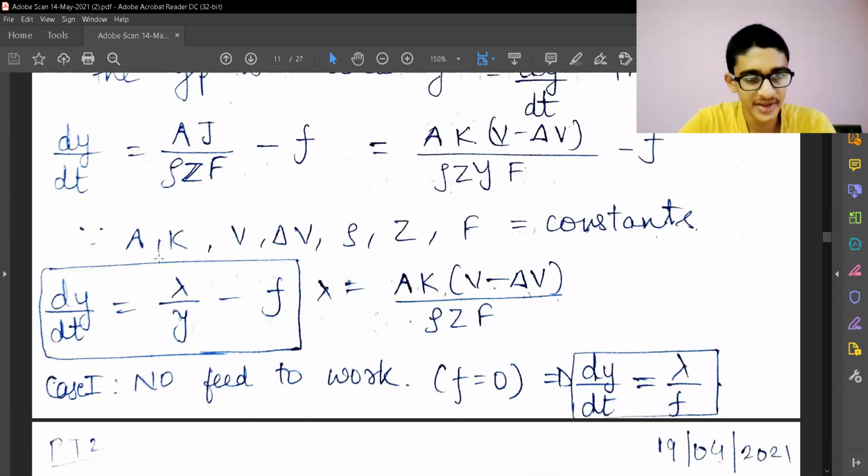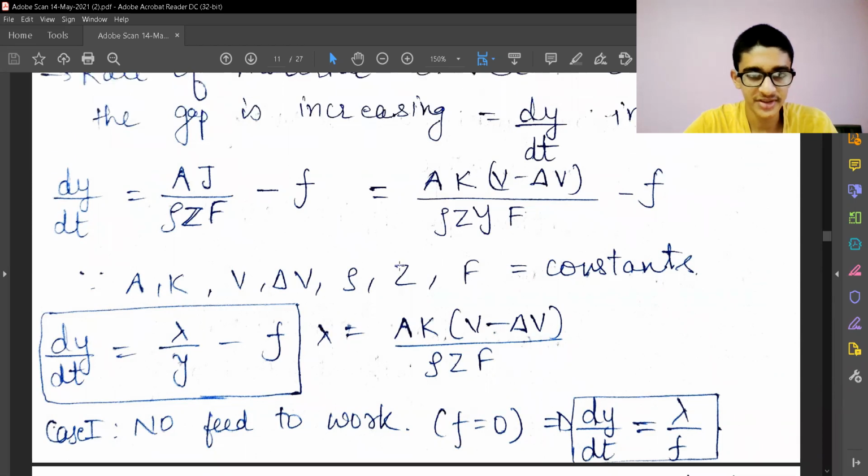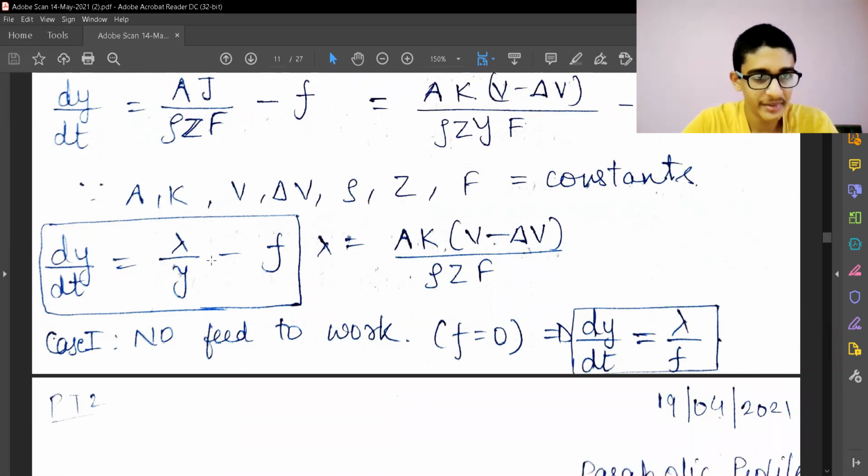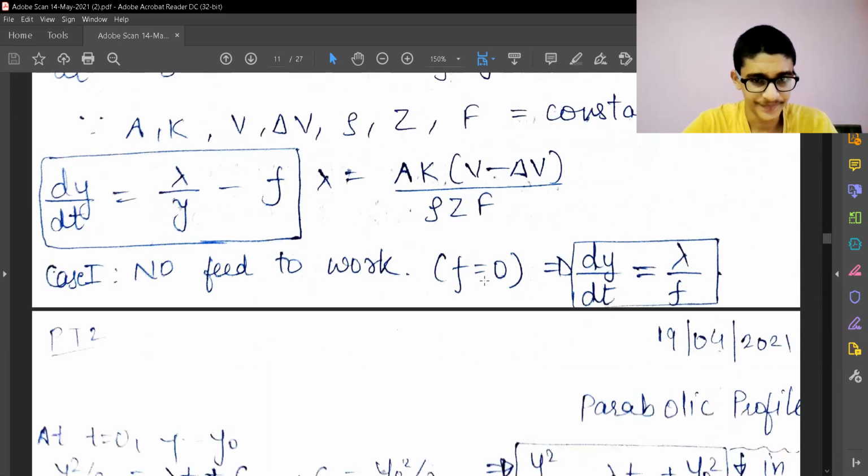So all the things that are constant are area, conductivity, voltage, the voltage drop, density, the valency, and Faraday's constant. These all values are going to be constant, so I can just assign them a constant value lambda. So my dy by dt becomes lambda by y minus f, and the lambda value is this: A K (V minus delta V) upon rho Z F.